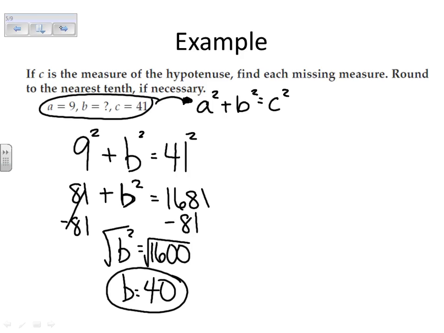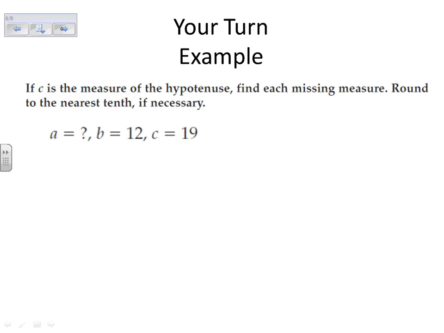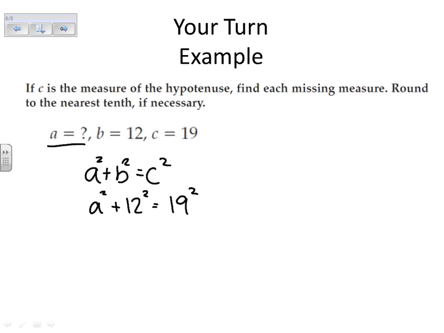Okay? All right, I want you to try this one where we're missing A. So we're given B and C. Go ahead and try this one best you can, and when you're ready for the answer, go ahead and replay me. Okay, so we have A squared plus B squared equals C squared. Your A is, we don't know, so it's A squared. Your B is 12 squared. Your C is 19 squared.